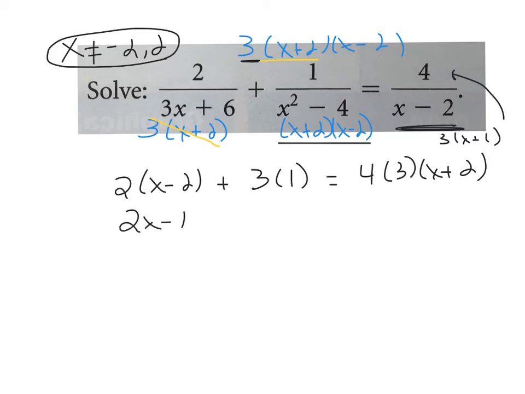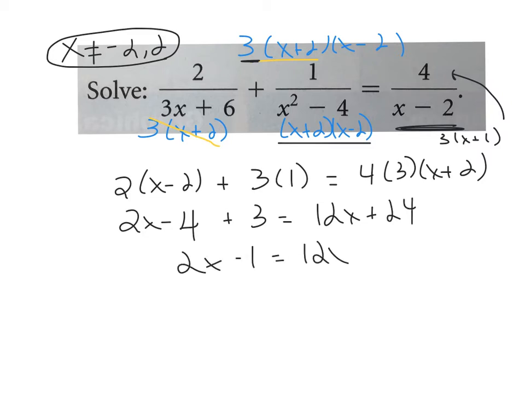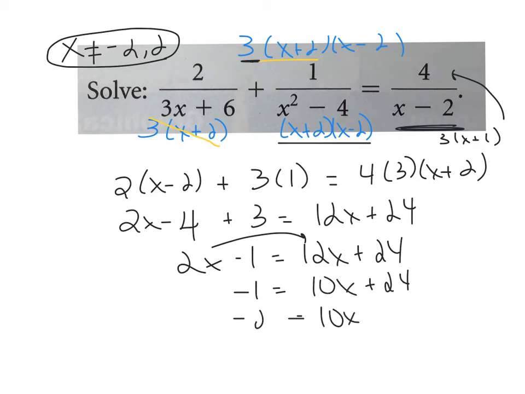Distribute the 2: 2x minus 4. 3 times 1 is 3. That's really 12 times x and 12 times 2 on that side. So I have 2x minus 1 equals 12x plus 24. I'm going to move the 2x over here, make it positive. So it's going to be 10x plus 24. Move the 24 over, will give me negative 25.